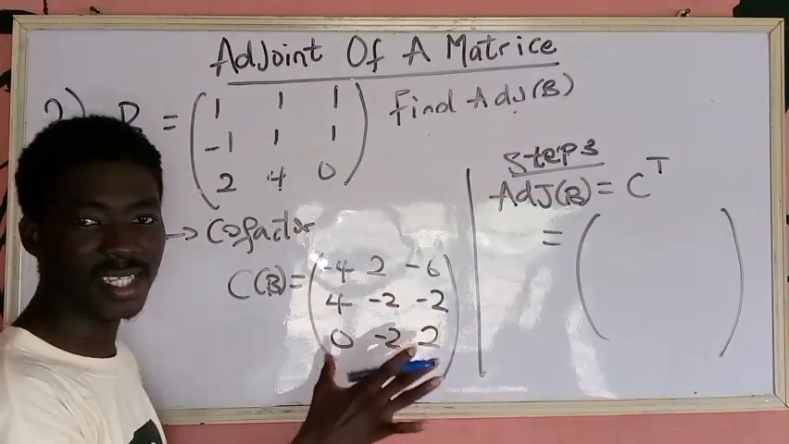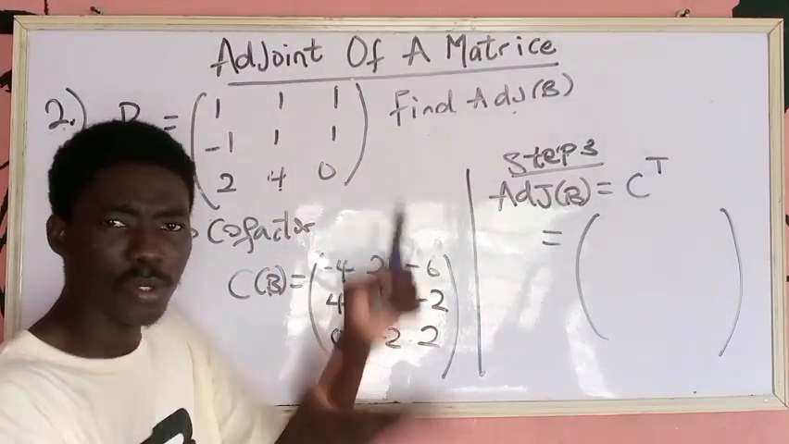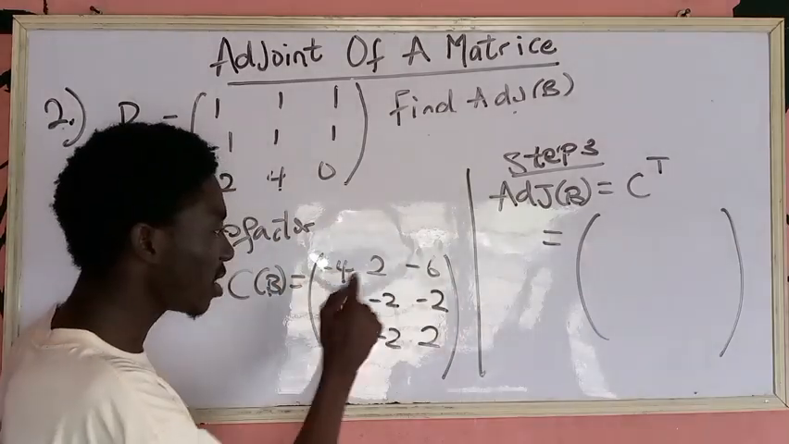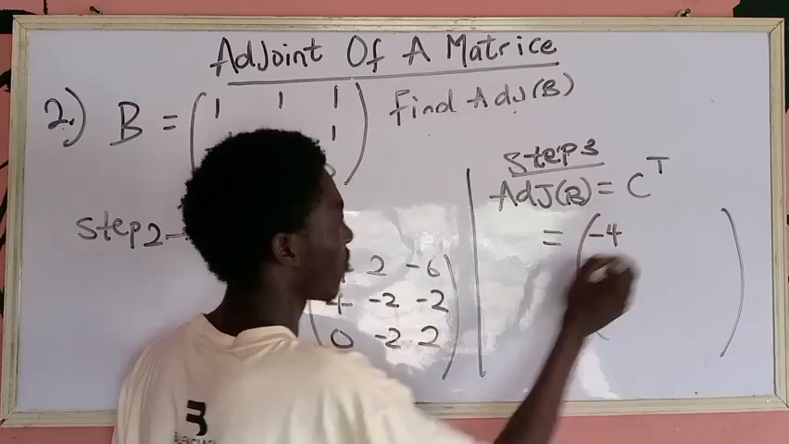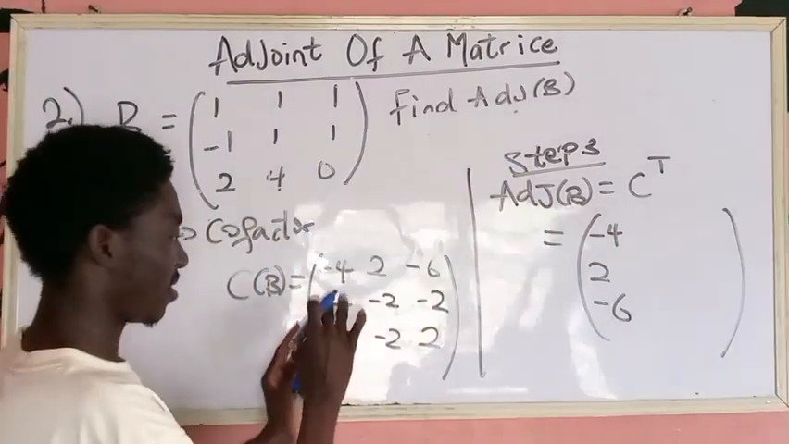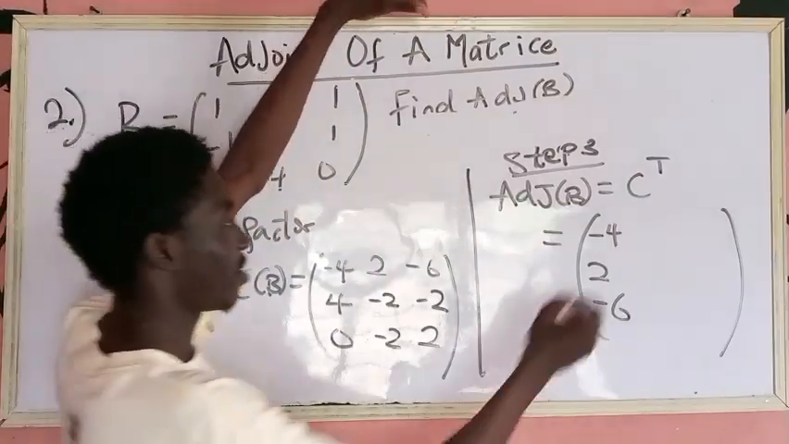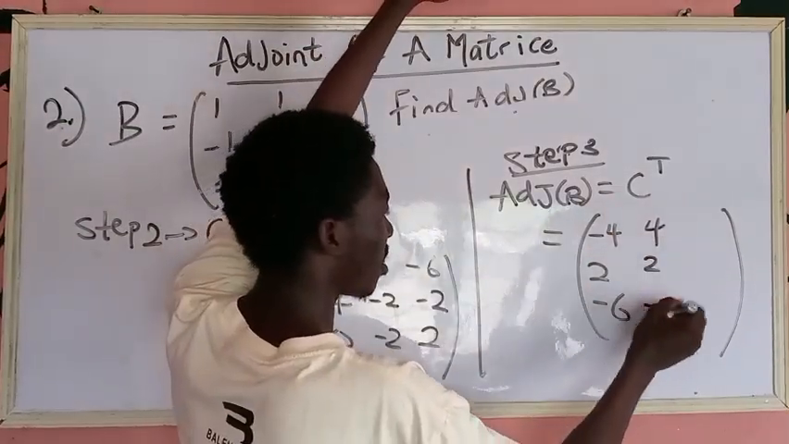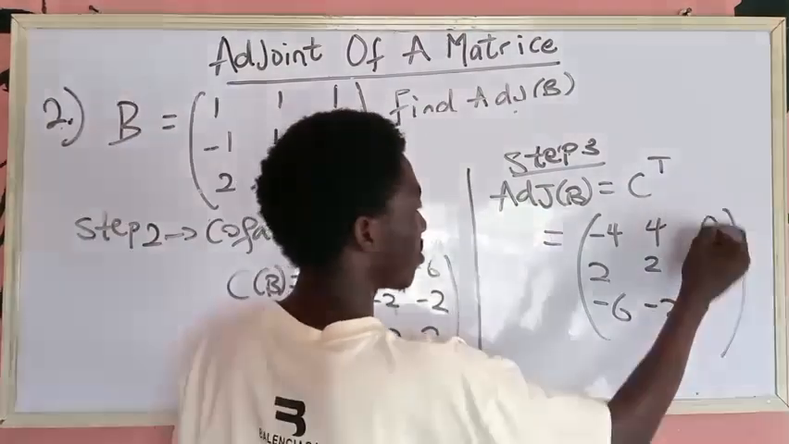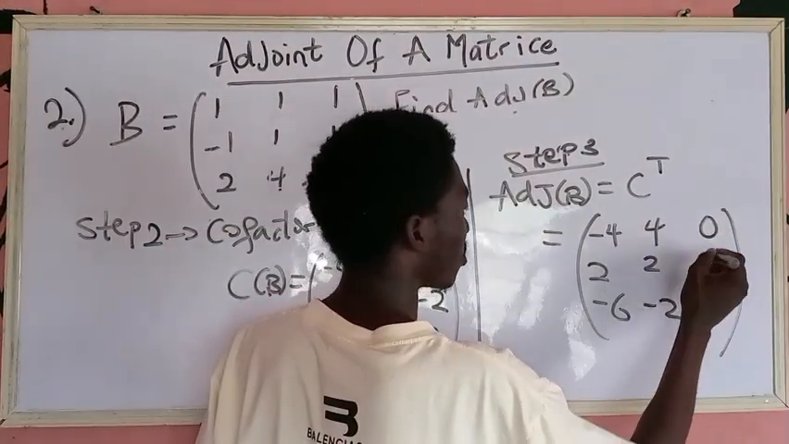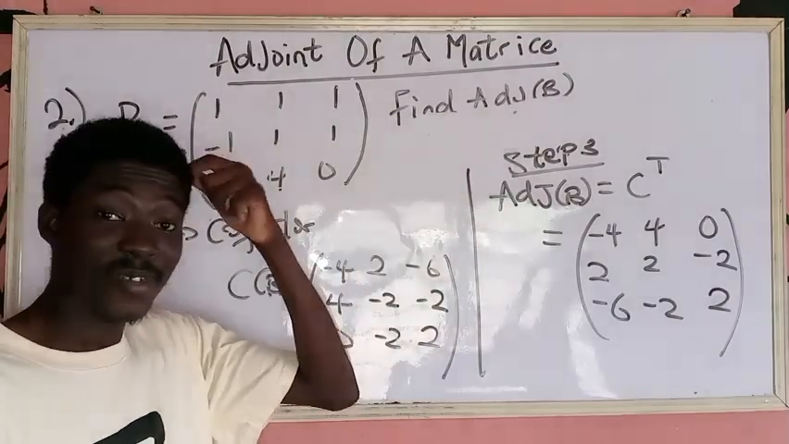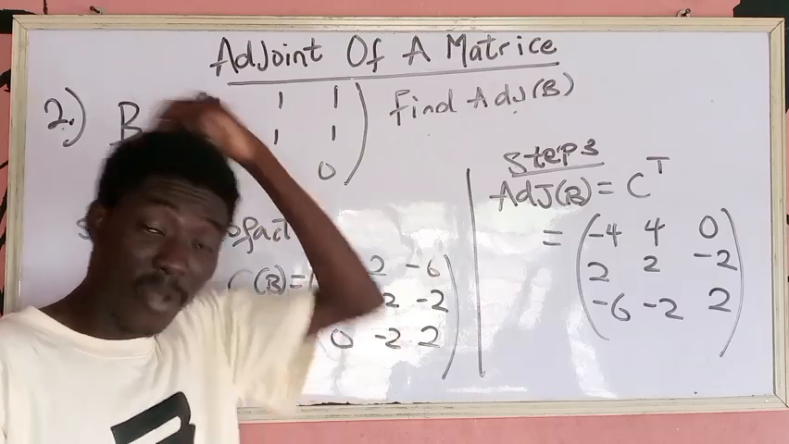I'll take this matrix and change rows to columns, rows to columns. The first row becomes the first column: minus 4, 2, and minus 6. Turn it upside down. I have a 4, 2, and minus 2. Next one, this turns like this. I have 0, minus 2, and 2. Can you see that? So that is how you find the adjoint of a matrix.